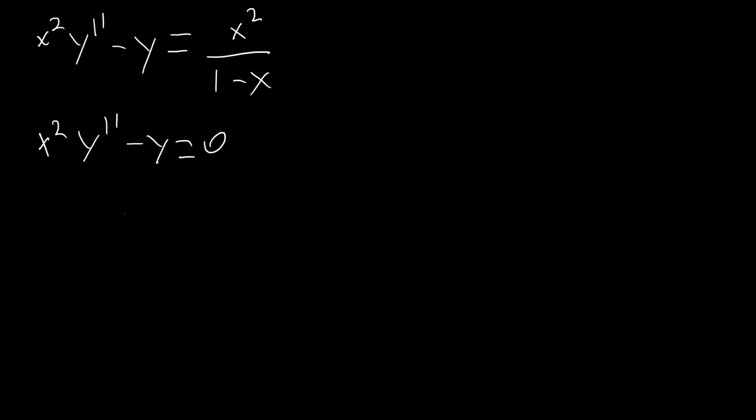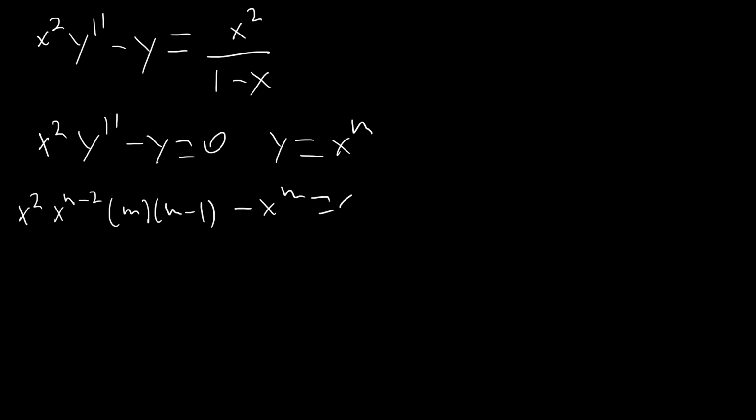So to solve this kind of differential equation, we just assume that y equals x to the m, where m is some number. If we substitute that into the equation, we get x squared times x to the m minus 2 times m times m minus 1, minus x to the m, equals 0. As you can see, these are both just x to the m, and since x to the m can't be 0 across all domains, we can cancel that, and this just becomes a simple quadratic equation.